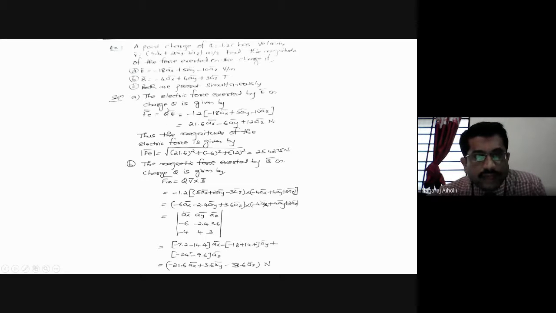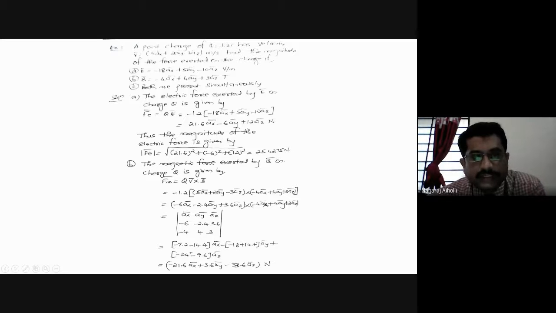Find out this equation: Fe is equal to Q into E bar. First write the value of Q, that is minus 1.2, multiply it with the vector minus 18ax bar plus 5ay bar minus 10az bar. You are getting the answer? Yes, sir. Okay.